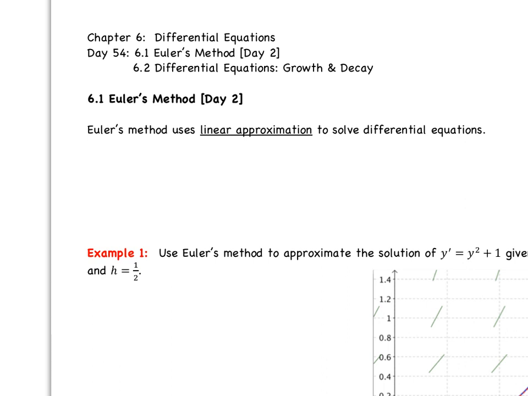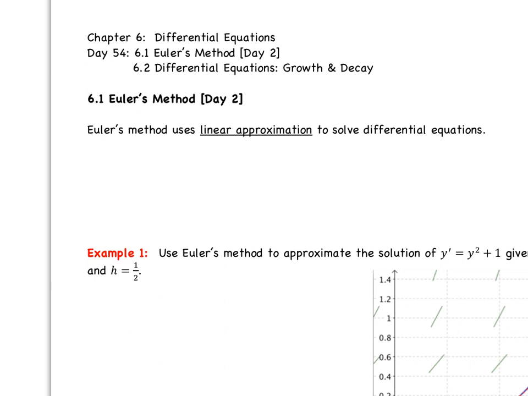So for instance, if I want to find the y value when x equals a certain value, I can use Euler's approximation to do so. I'm going to break it up, and it's going to make more sense when we get into this first example here. So here's some notation that we need to talk about.